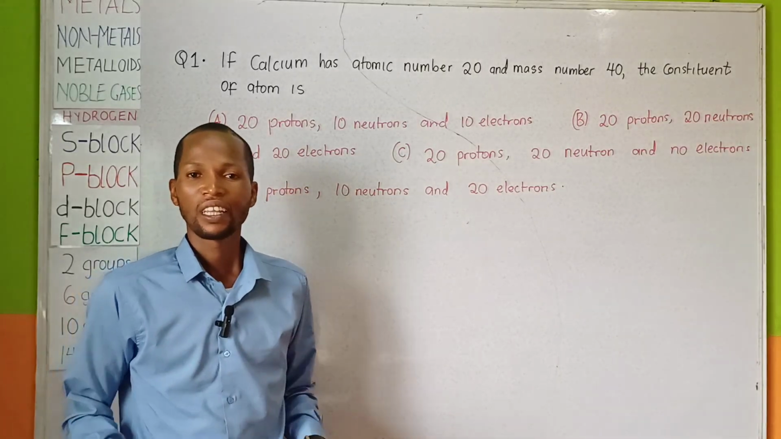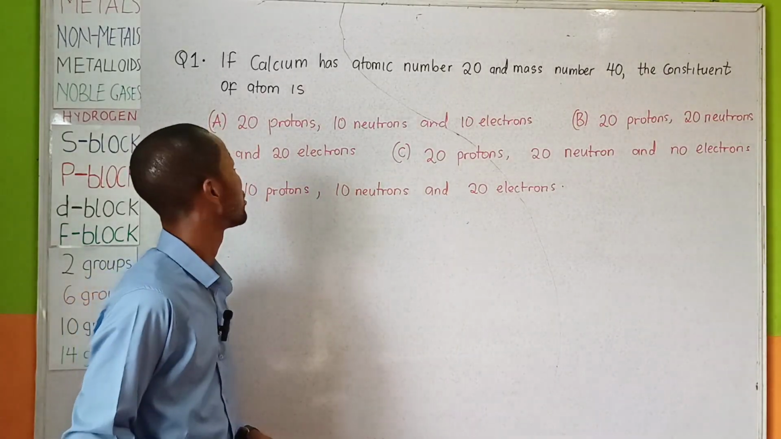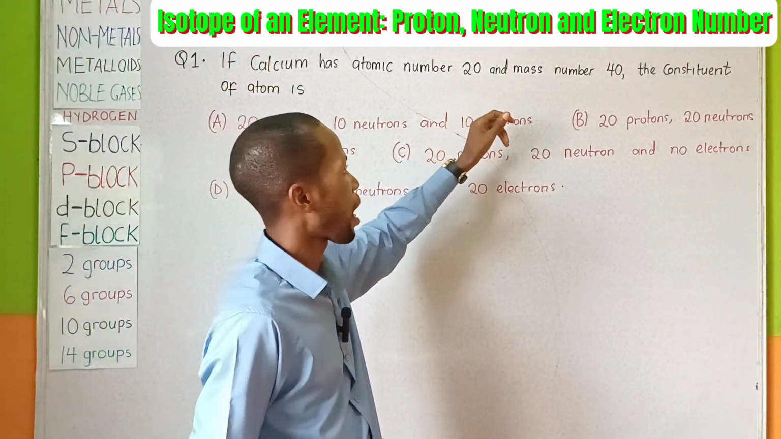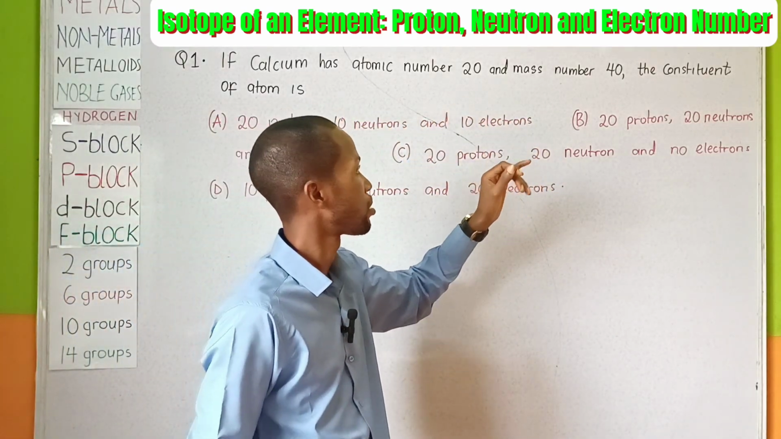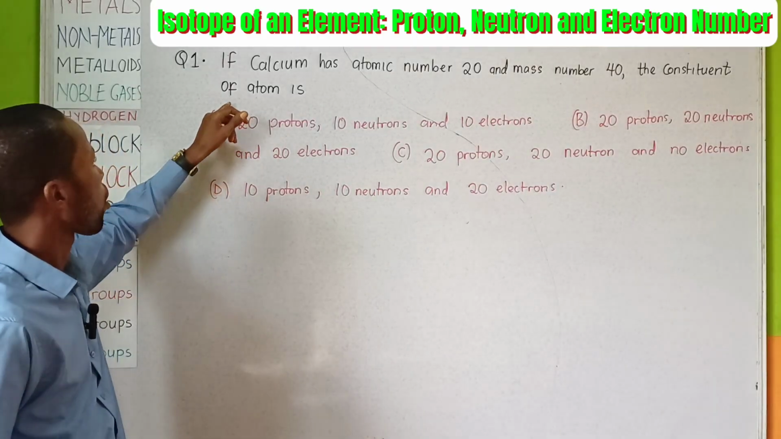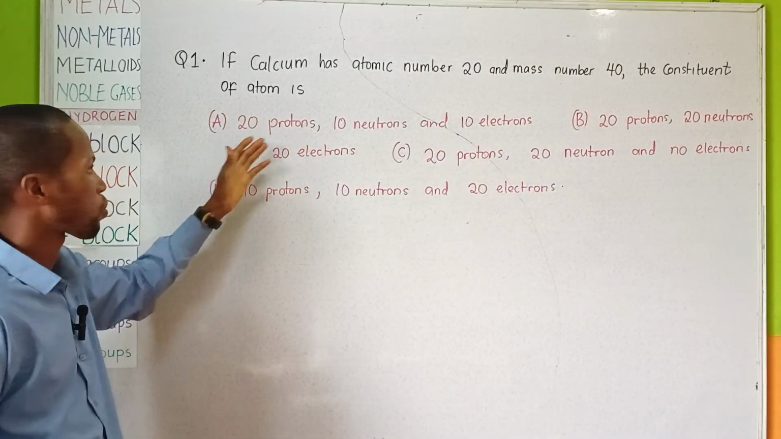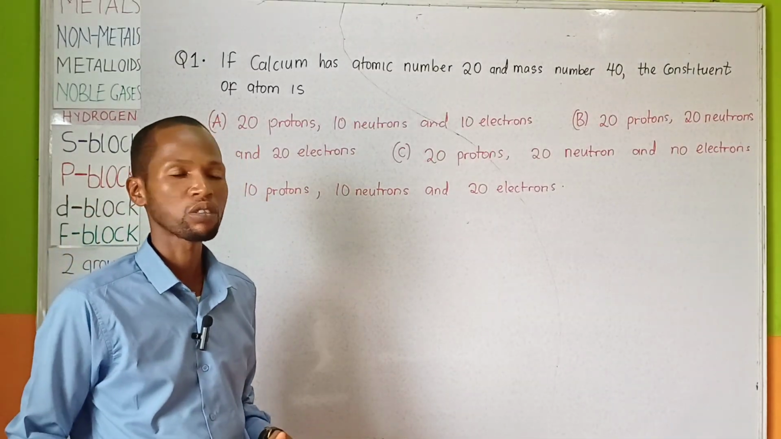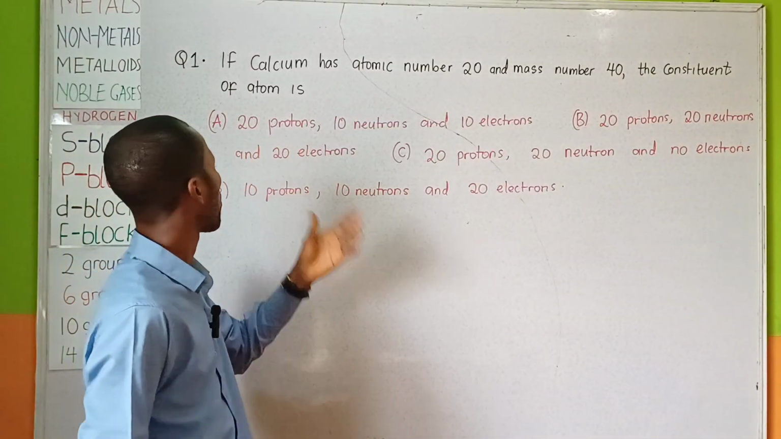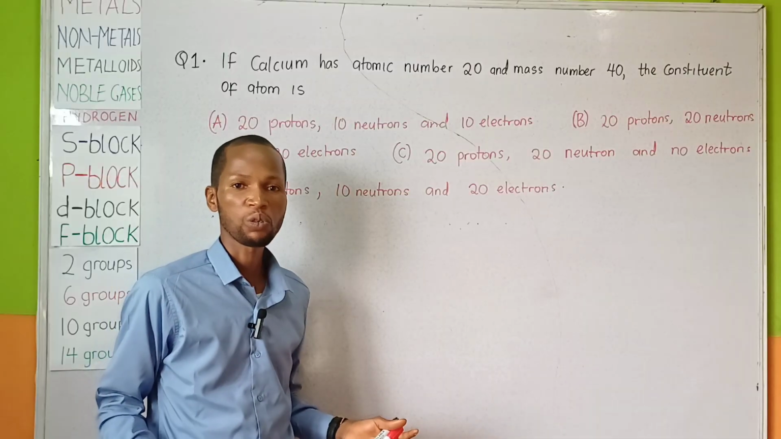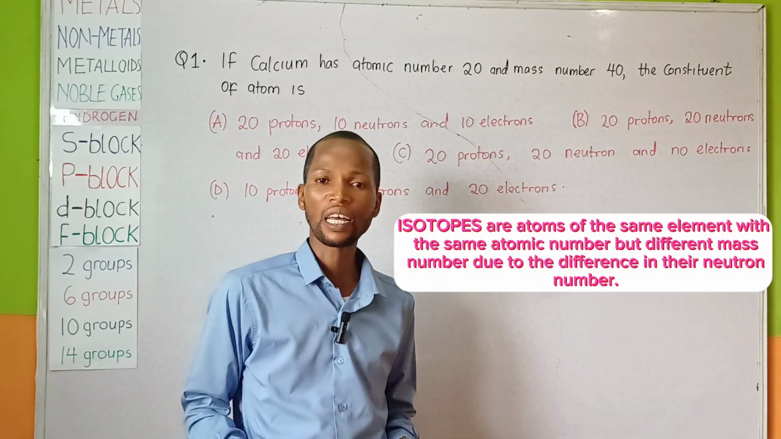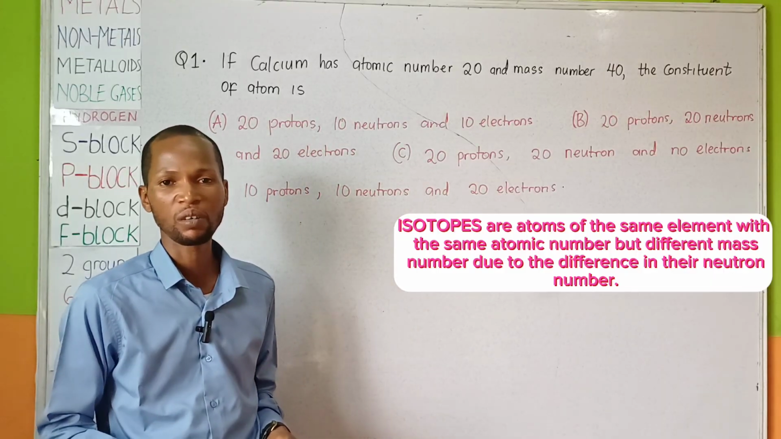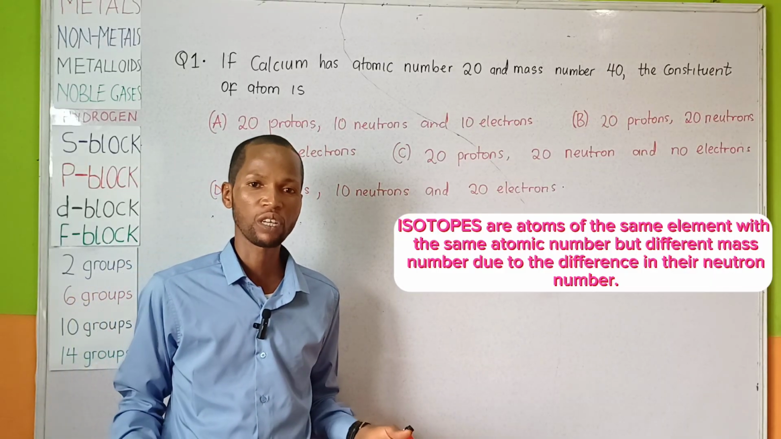Let's take the first question right here. Question number 1. If calcium has atomic number 20 and mass number 40, the constituents of the atom is, so we have our options right here. This question is actually talking about the isotope of calcium. What is an isotope? An isotope is an atom of the same element with the same atomic number but different mass number, owing to the difference in their neutron number.